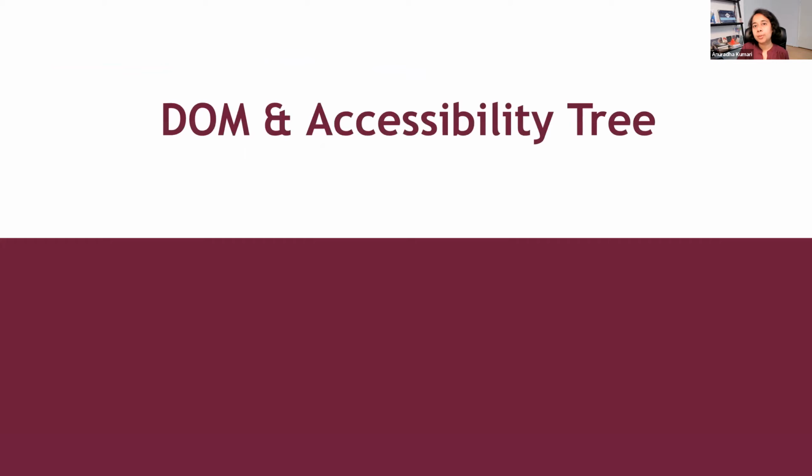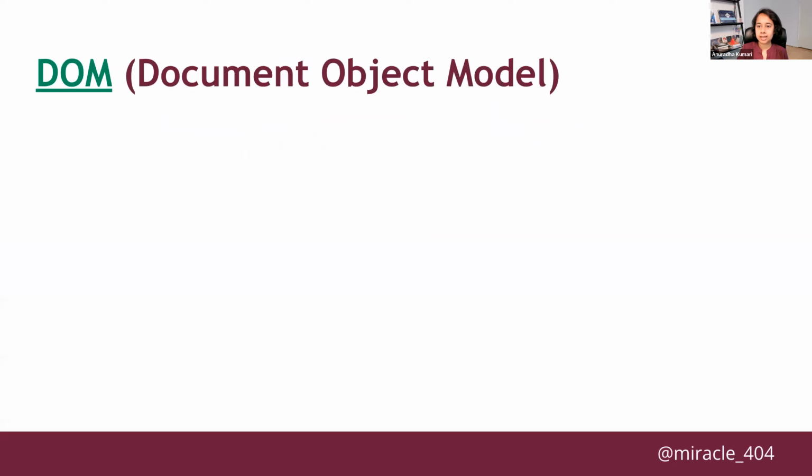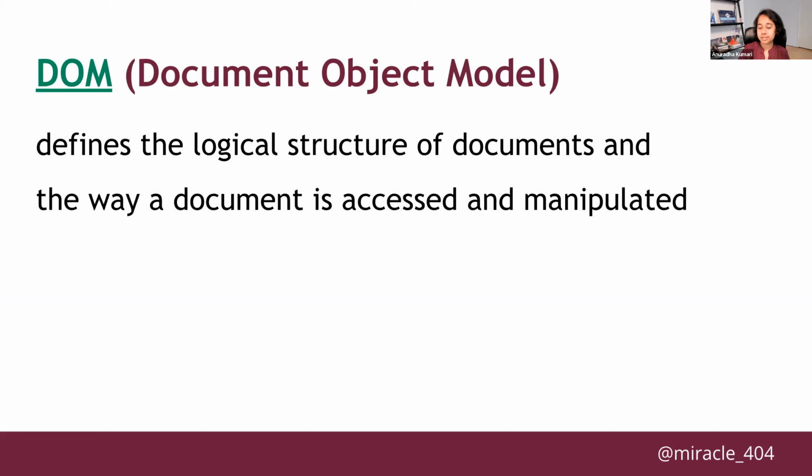Then the document object model and accessibility tree. The document which we create is represented in a tree structure in our browser, right? So we have something called the document object model tree. What is the DOM? It's the logical structure of our document, and it's also a way in which our document can be accessed via JavaScript, and it can be manipulated. For example, we can use the document object in the console, create nodes on it, and add and maybe remove some attributes. These are different things which we can do.